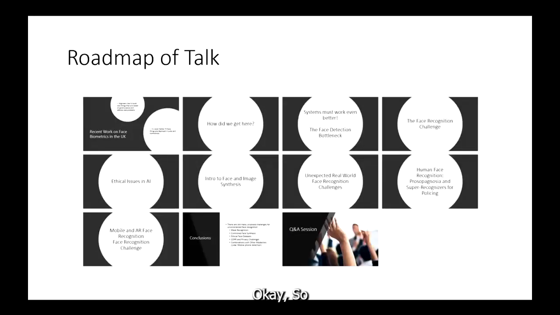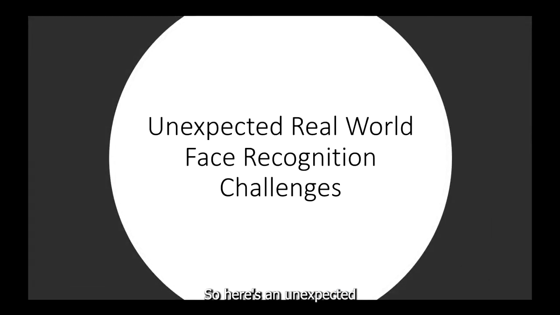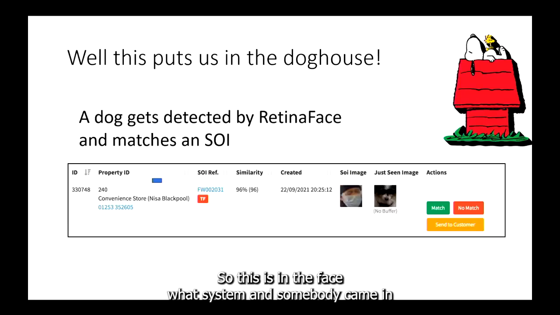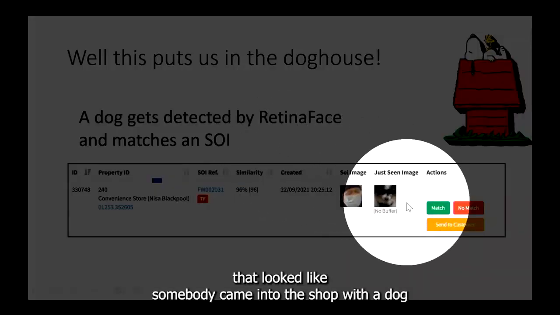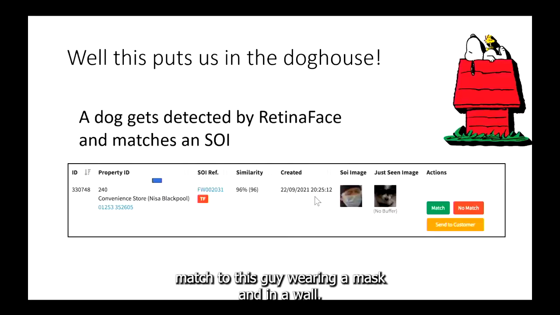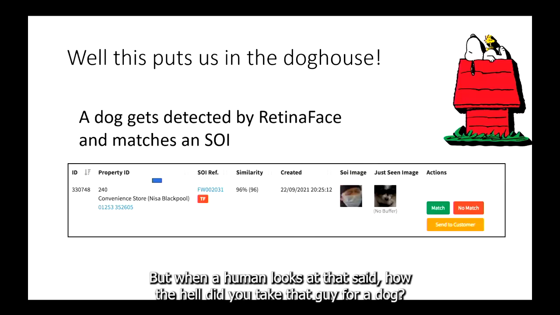Okay, so I'll almost finish up there. Here's an unexpected real-world face recognition challenge that we got sent some time back. This was in the FaceWatch system, and somebody came into the shop with a dog, and it gave a fairly good match to this guy wearing a mask. While we sort of accept these things as saying, well, sometimes it gets it wrong, when a human looks at that and says, how the hell could you mistake that guy for a dog?